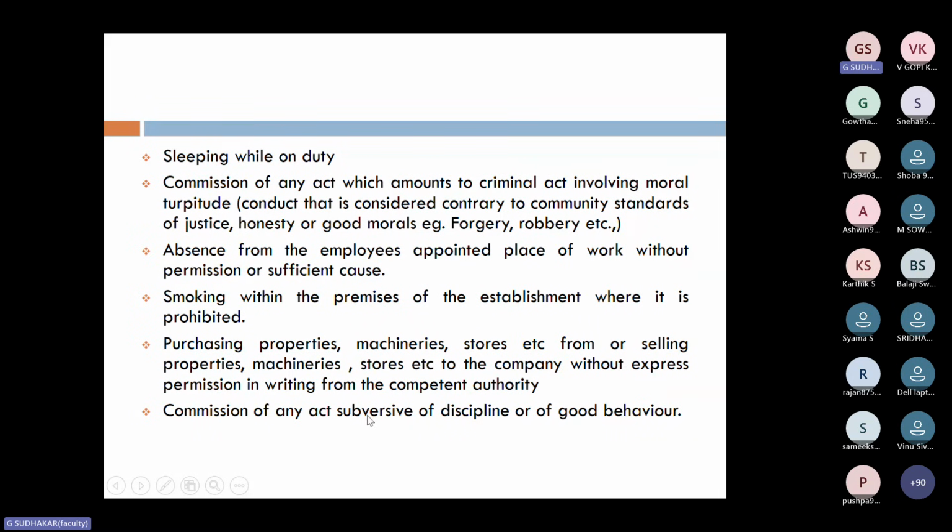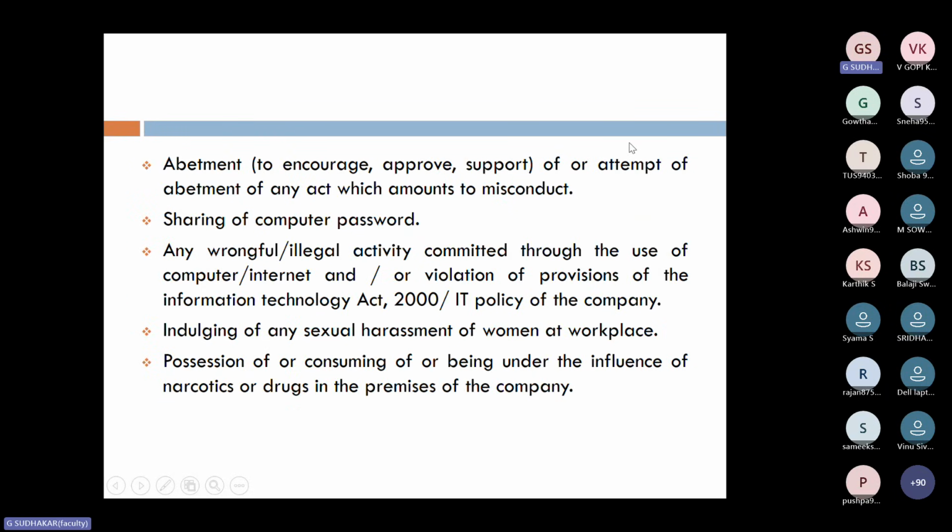Commission of any act subversive of discipline or good behavior. Abetment or attempt of abetment of any act which amounts to misconduct. This is very important: sharing of computer password. You should not share your computer password. While working on the computer, you have to enter your own password, and you should not enter others' passwords to log in to the computer. Also, the person should not reveal the password to another employee. So that is a misconduct under the CDA rules.